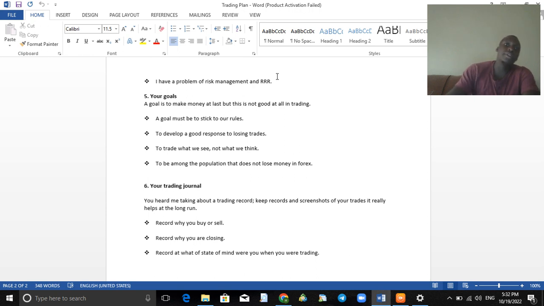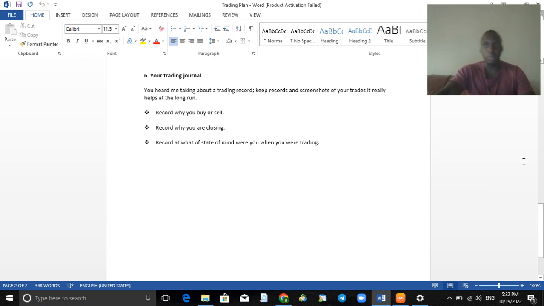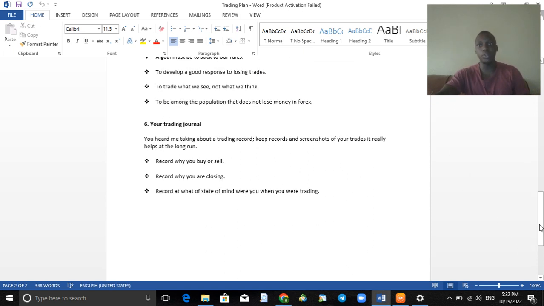Now, number five is your goals. A goal is to make money at least, but that alone is not good in trading. A goal must be to stick to your rules and develop a good response to losing trades. So now we try to highlight all these points. I may not explain them more, but at least you'll get these major key points and you can make your own trading journey. And number six is your trading journal.